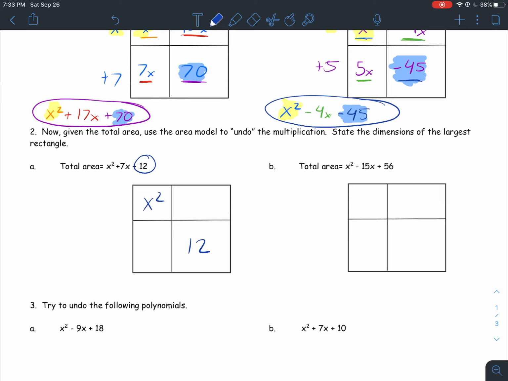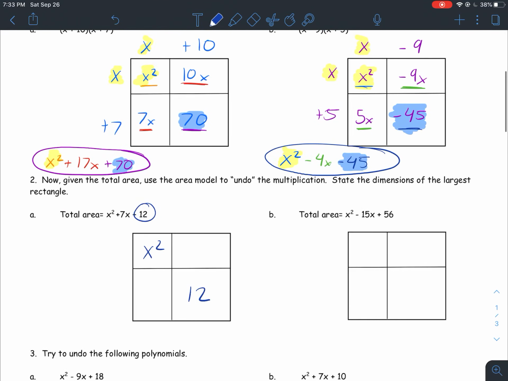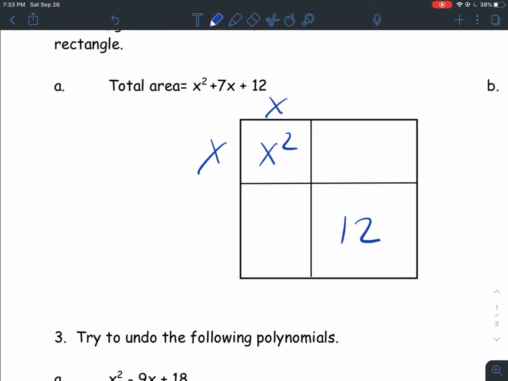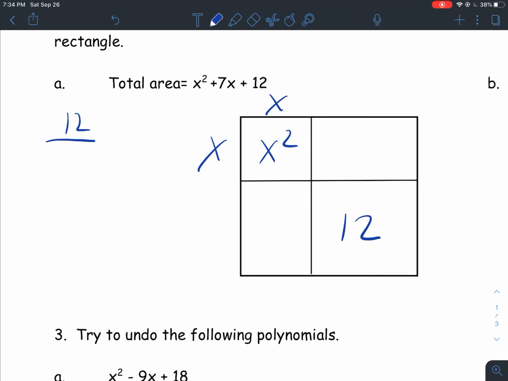So they want us to undo the multiplication, right? We're going backwards. So we put in our x squared and our constant, and now I guess we could also put in our x's, right? But we need to figure out what numbers go here. So we're going to write out 12, and we're going to put the factors of 12. Some options would be 3 and 4, 12 and 1, 2 and 6, and I think that should be about it for that one.